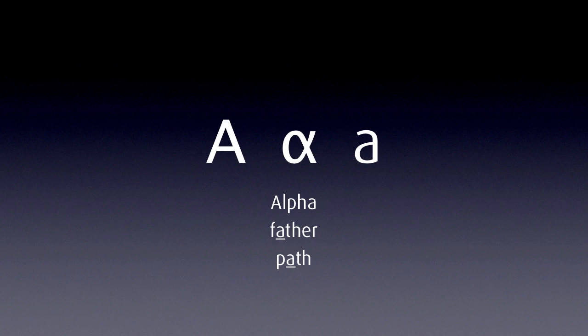The next, in the middle, is the lowercase form of alpha. Then to the right is the transliterated form, how we would write this Greek letter in English using the English writing system. This Greek letter has a sound like the A in father or the A in path.